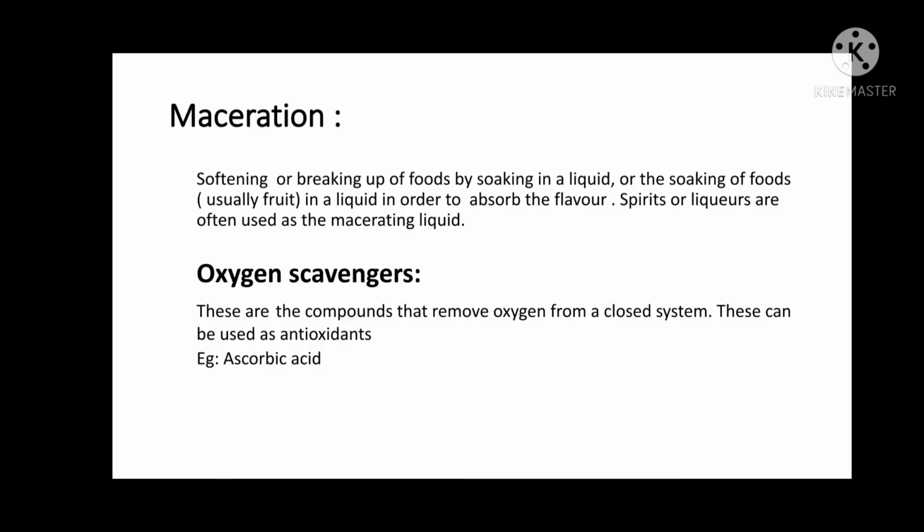Next definition is oxygen scavengers. These compounds remove oxygen from closed systems or closed containers. By this, we can prevent oxidation and spoilage is also reduced. And these compounds can be used as antioxidants. An example for oxygen scavengers is ascorbic acid.